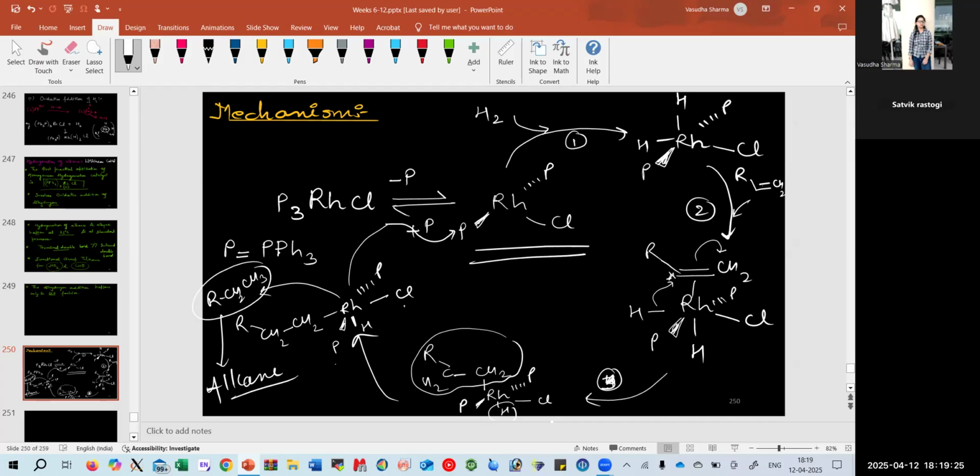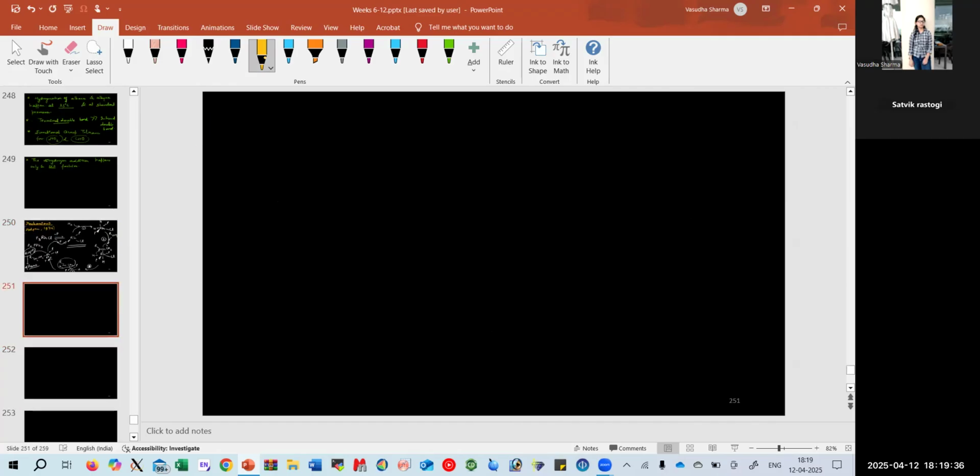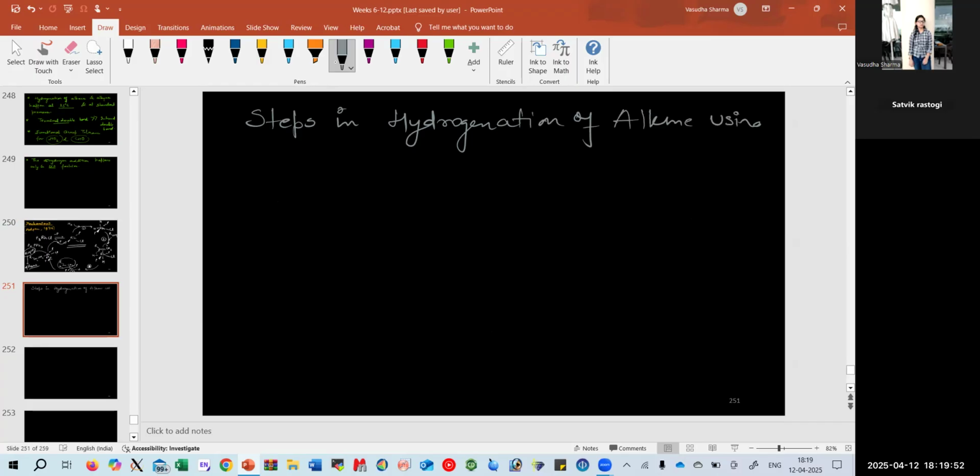This has been given by Halpern in 1976. Let's look at the steps that we have talked about here. So what are the steps that we have seen? Steps in hydrogenation of alkene using PPh3 rhodium chloride, which is nothing but your Wilkinson catalyst.